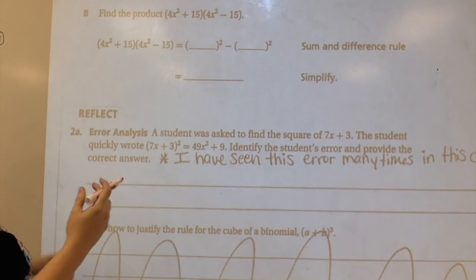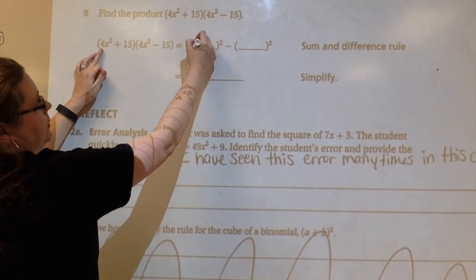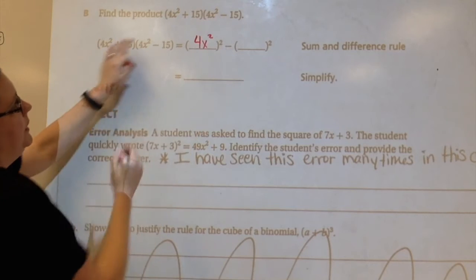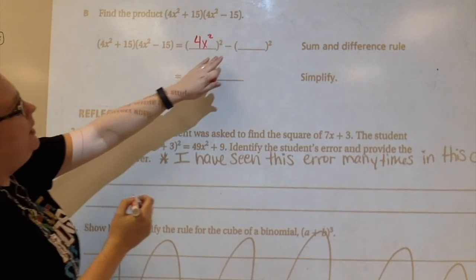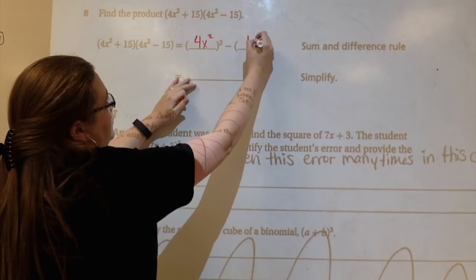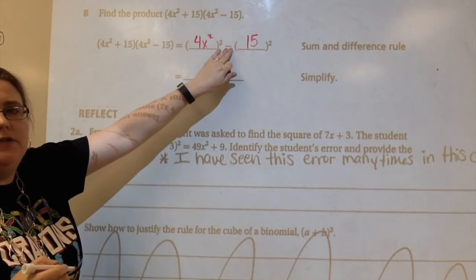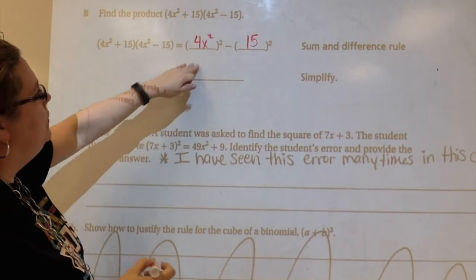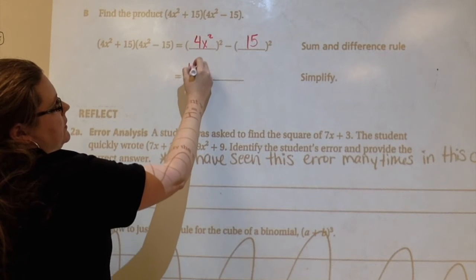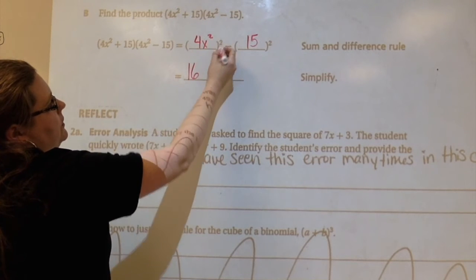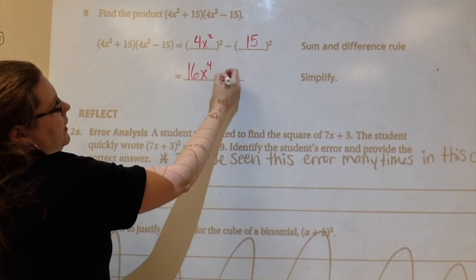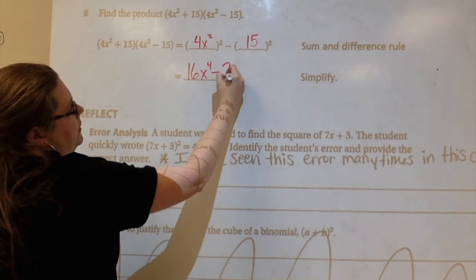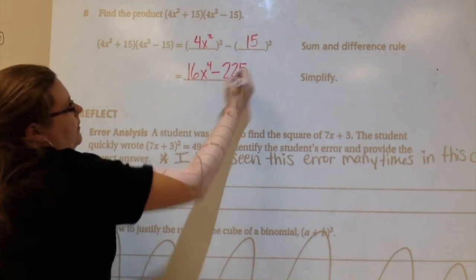Okay? So using the sum and difference rule, I'm simply going to square 4x squared, and I'm going to square 15, and my answer will be a difference. So 4x squared. 4 squared is 16. X squared to the second power is x to the fourth. And then I have minus 15 squared, which is 225.